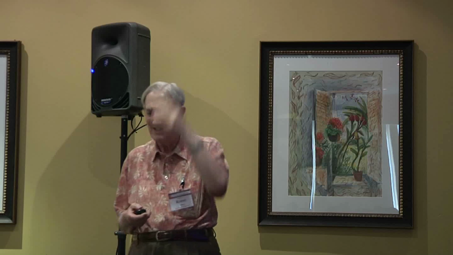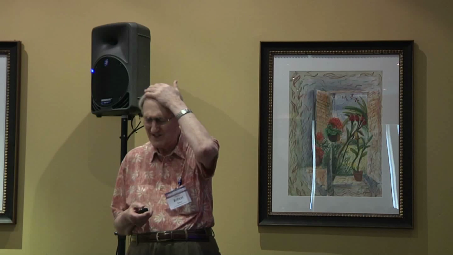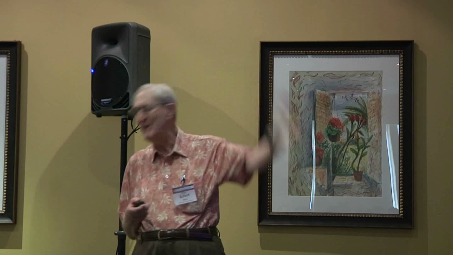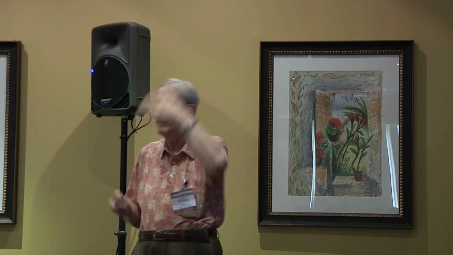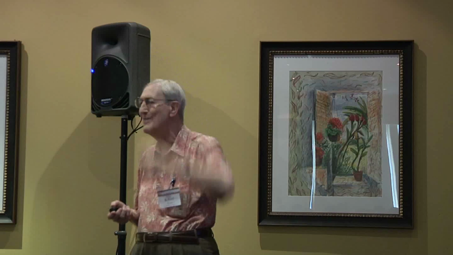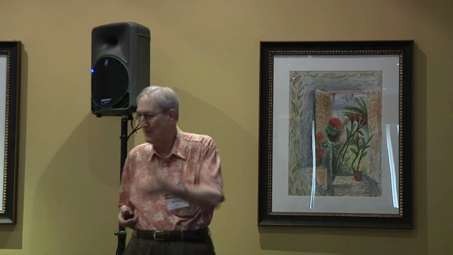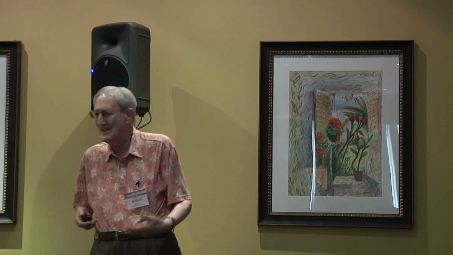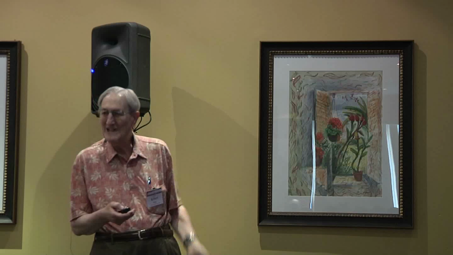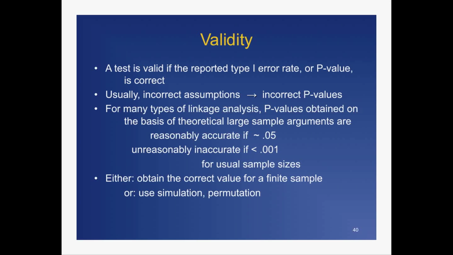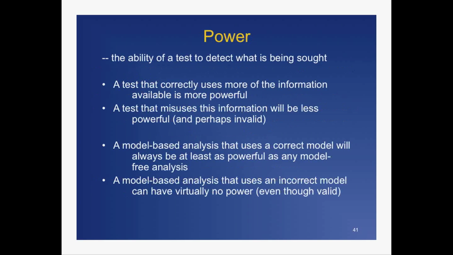For God's sakes, once you get to 10 to the 18th, that's more than the number of particles in the universe or something? I don't know. You're crazy if you believe those things. I know people put them, maybe I probably do too, but I'm crazy too, all right? But that's what people want to see, all right? So you should either get the correct value for a finite sample or use some simulation or permutation technique. You've got to have power, okay?